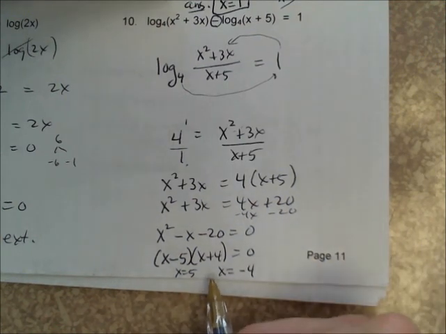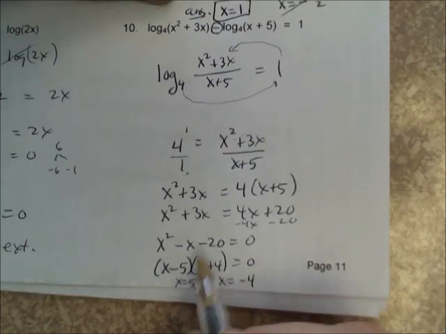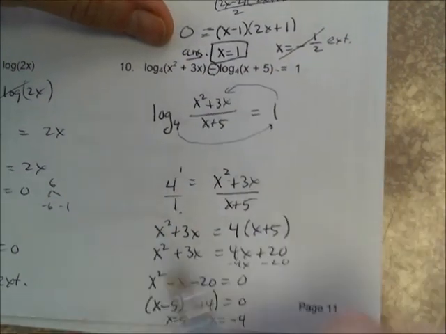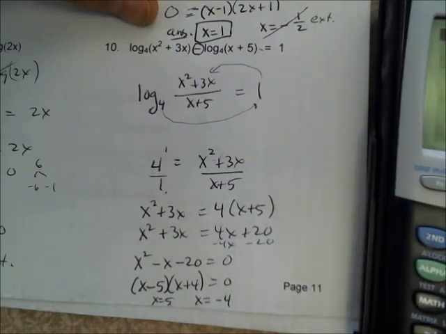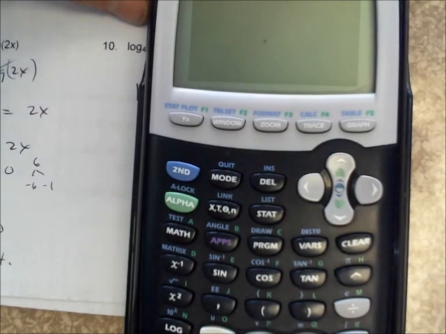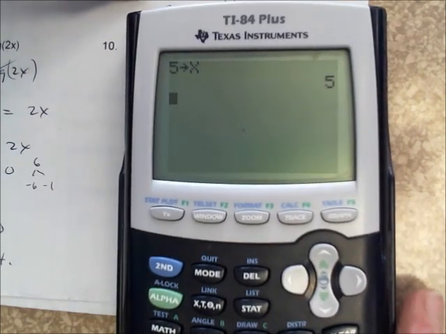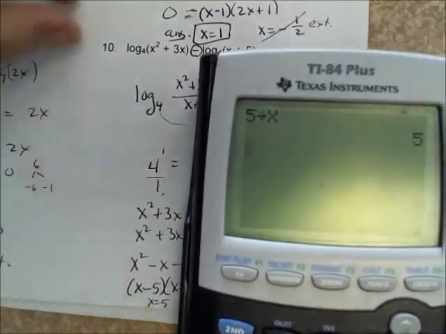Well, let's see what happens when we plug it in. If we plug in x equals 5, you know what? This is a little bit more complicated than I want. I think I'm going to let my calculator check it for me. So I'll do 5 store into x. So my calculator, we're checking x equals 5 first of all.